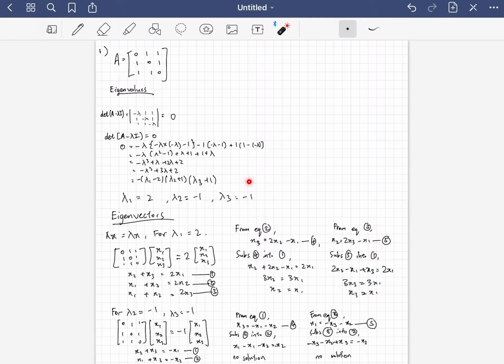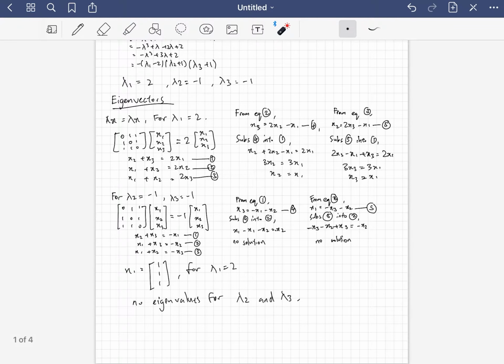So solve the determinant and get the final answer for lambda 1, lambda 2 and lambda 3, which is 2, -1 and -1. So these are the eigenvalues of the matrix A. And now I will solve the eigenvectors.